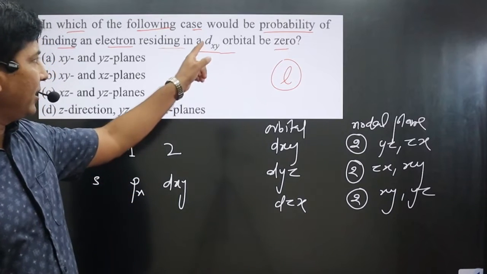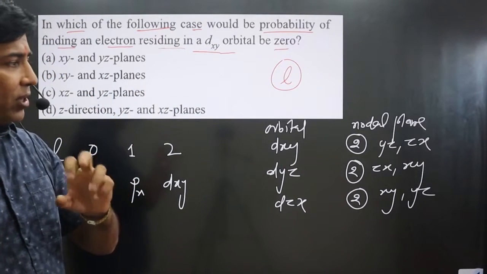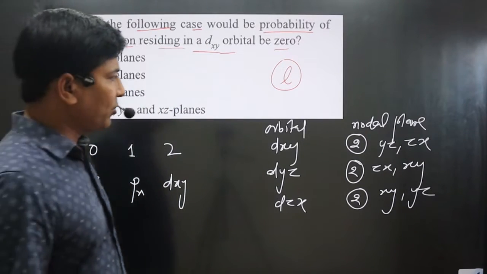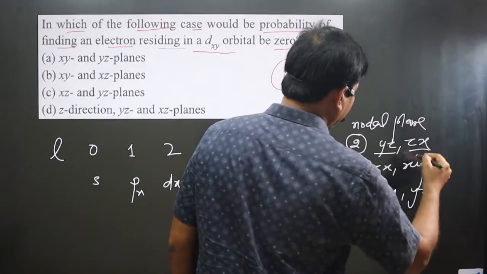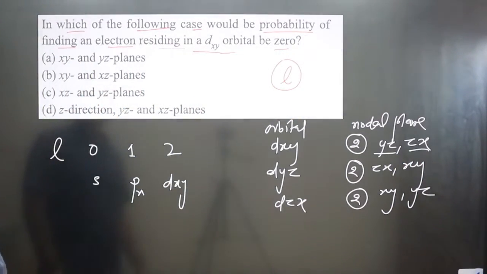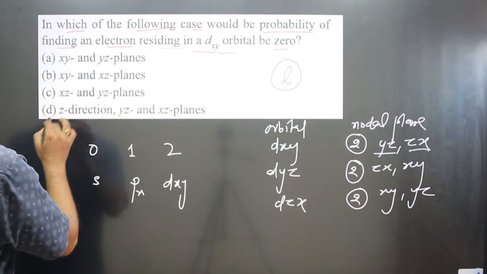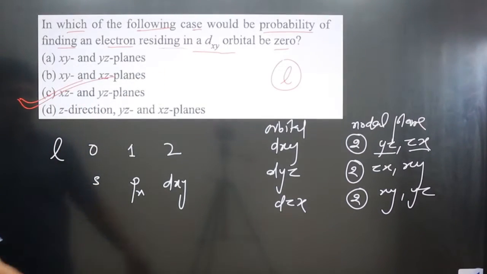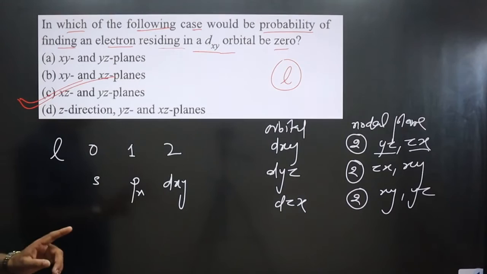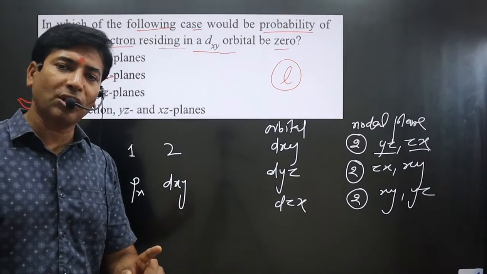So for dxy, what are the nodal planes? We have 2 nodal planes, yz as well as zx. Is any option matching here? You can see yz and zx. Option C is correct. Always keep in mind the number of nodal planes depends on the azimuthal quantum number L.